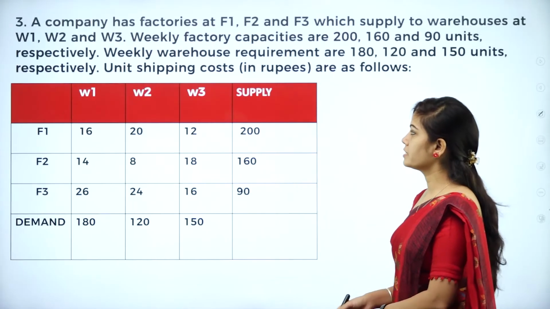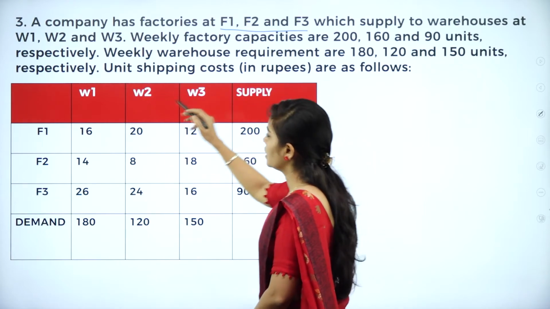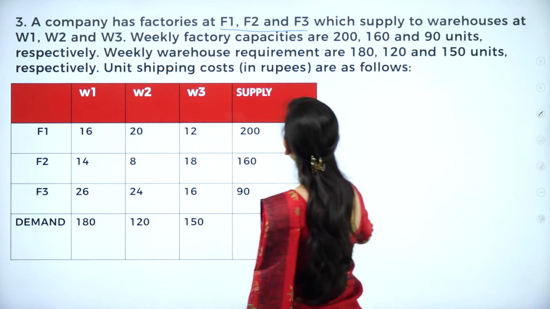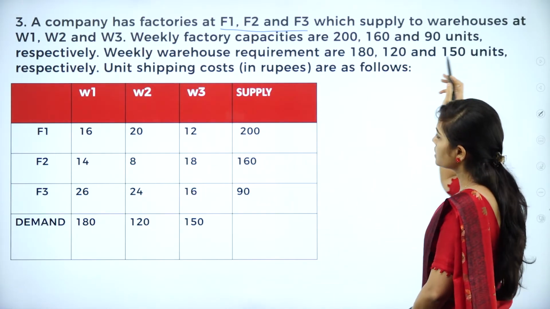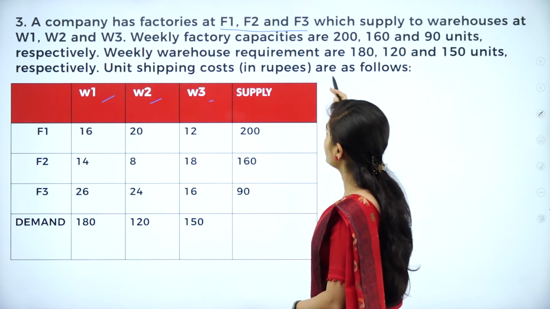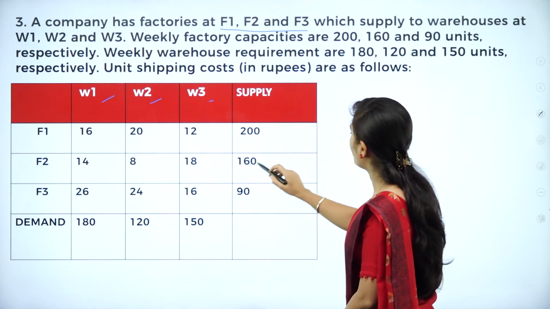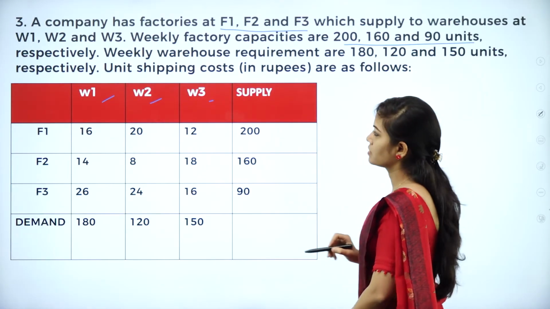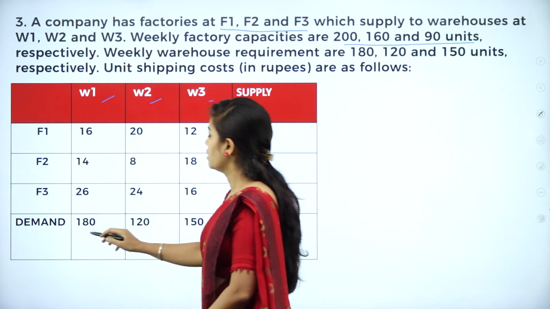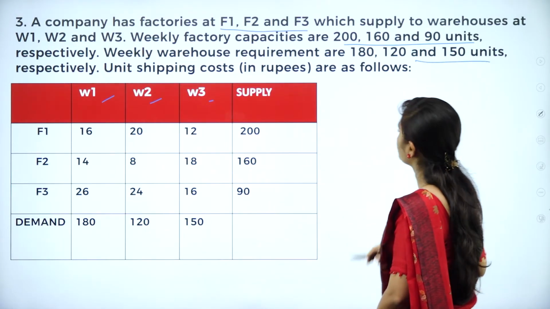And the last problem is: a company has factories at F1, F2, F3, which supply to warehouses at W1, W2 and W3. The weekly factory capacities are 200, 160 and 90 units respectively. The weekly warehouse requirements are 180, 120 and 150 units respectively.